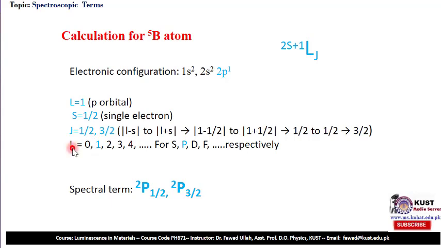At the end, as we already know that it is in the p orbital, L is equal to 1, and L equal to 1 corresponds to the P term, so that P term will come here. Now this spectral term 2S+1 L_J for the boron atom will become like this. Since the P is the same and 2S+1 degeneracy is the same, but we have two values of J, here we will get two spectral terms for the boron atom.